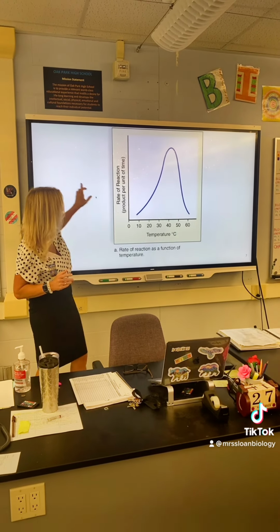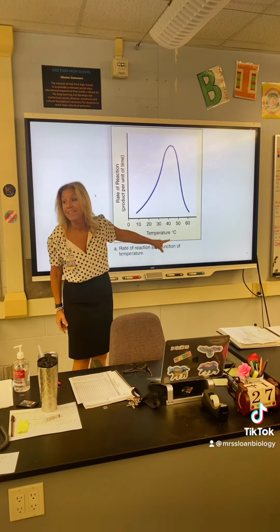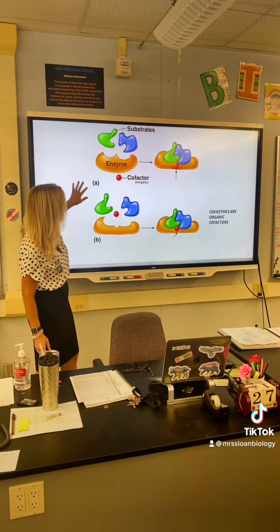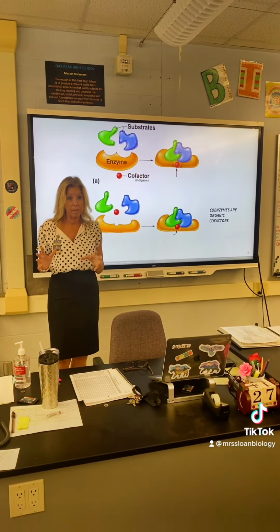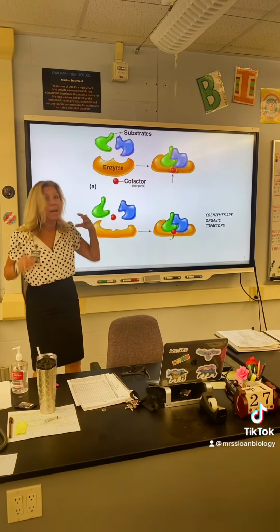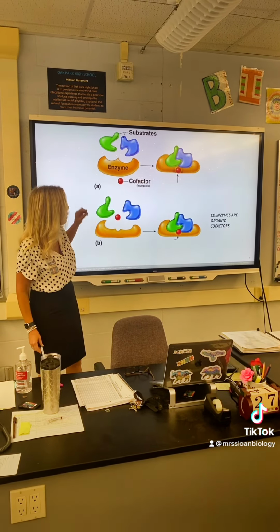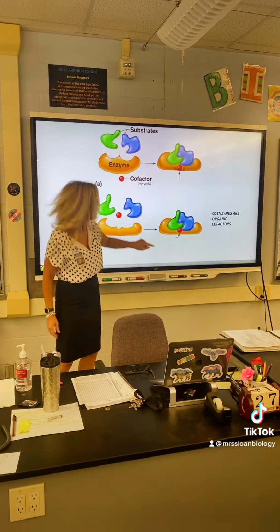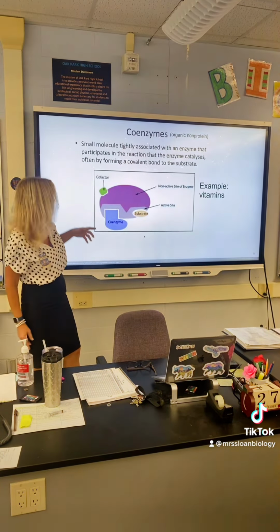All right, and then temperature, will that affect it? Yes, good. All right, and cofactors and coenzymes. So a cofactor is what? Inorganic, like a metal, like iron. A coenzyme is organic, like a vitamin.